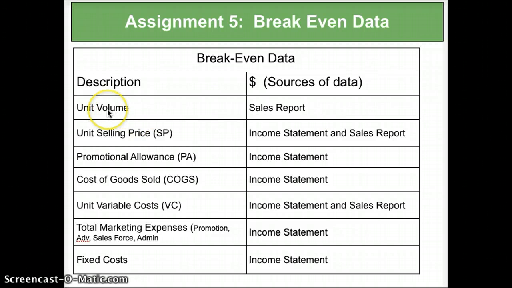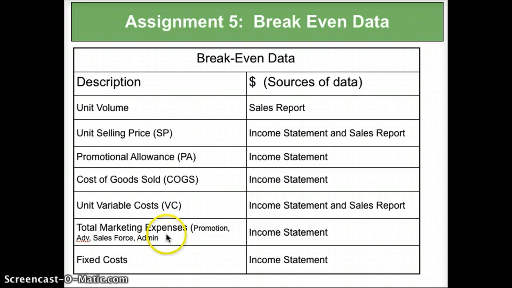So here, for example, one of the measures that you'll need to calculate break-even is unit volume. You will find that in the sales report. Unit selling price, you can find, or calculate that, I'm sorry, from the data in the income statement and sales report. The promotional allowance, you'll find that information on the income statement. Cost of goods sold, COGS, you will find that information on the income statement.